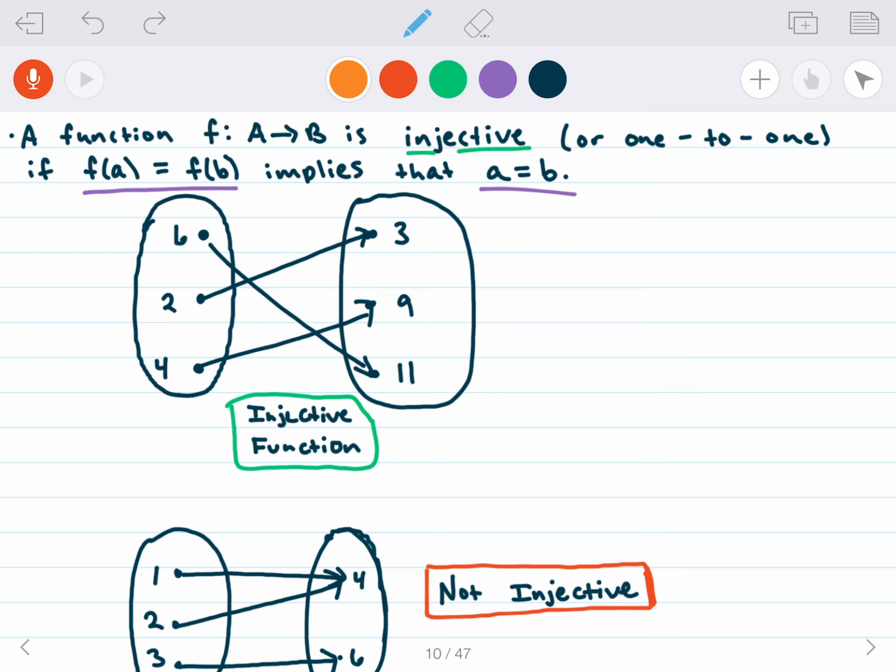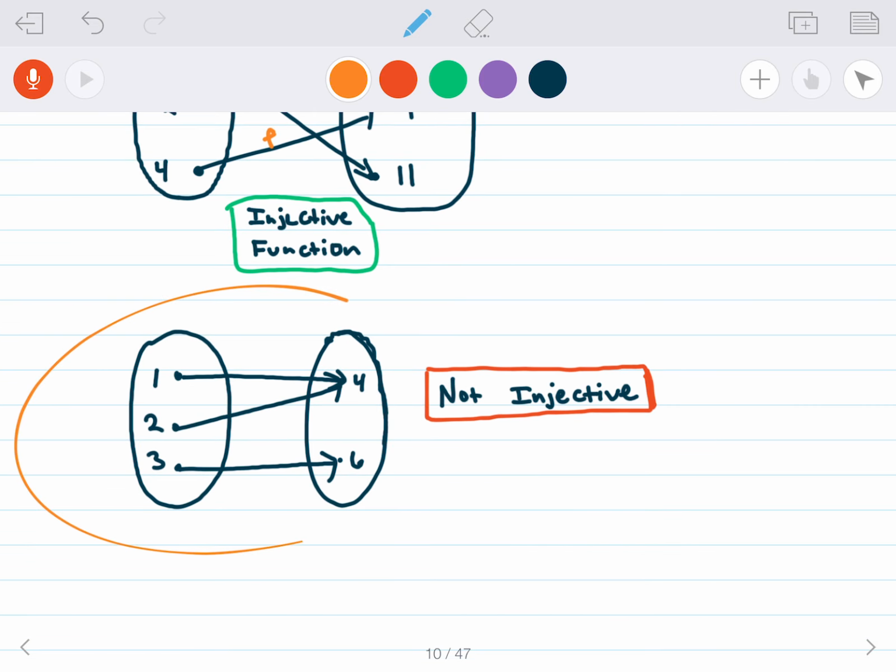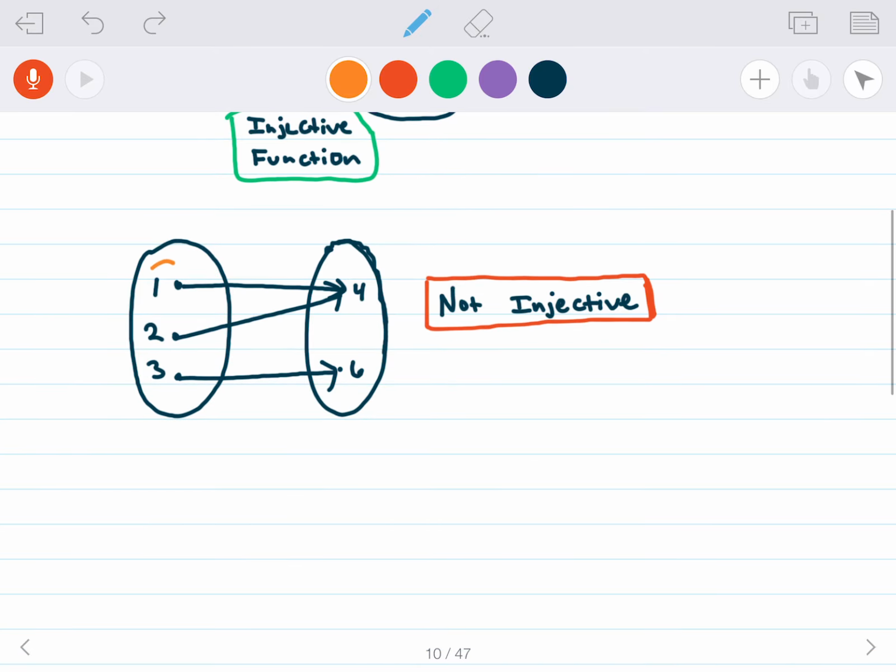Okay, so this is an example of an injective function. This is our f, and this is our domain and our codomain. You can see that no two elements go to the same thing. On the contrary, this picture right here is not injective, because the elements 1 and 2 both go to 4. Not one-to-one.